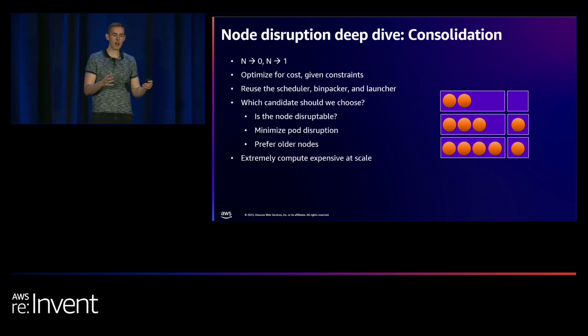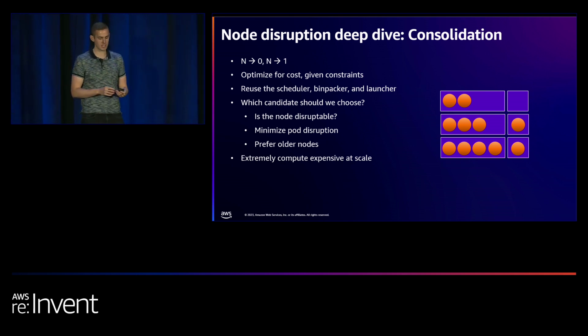Again, we have this same problem. We're optimizing given the pod constraints and the node pool constraints. And in the code, we actually reuse all of the code, the whole simulation algorithm we reuse for consolidation with a couple of tweaks.